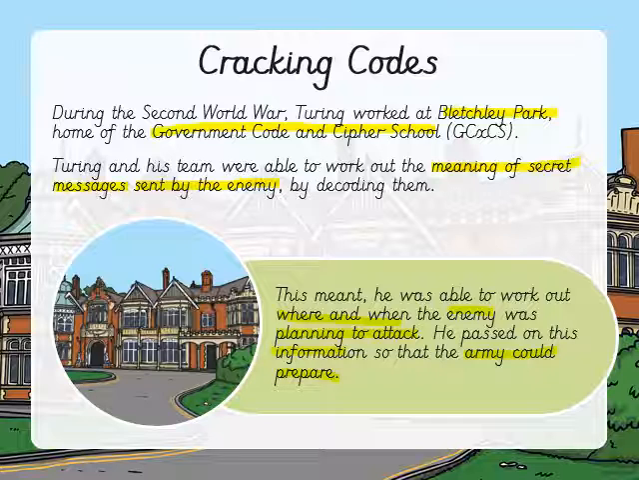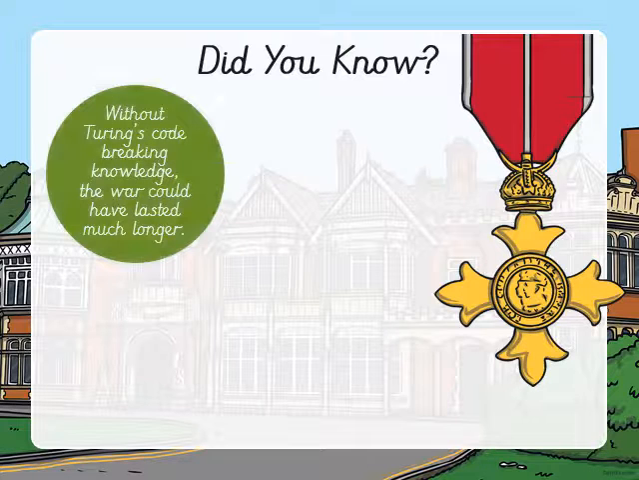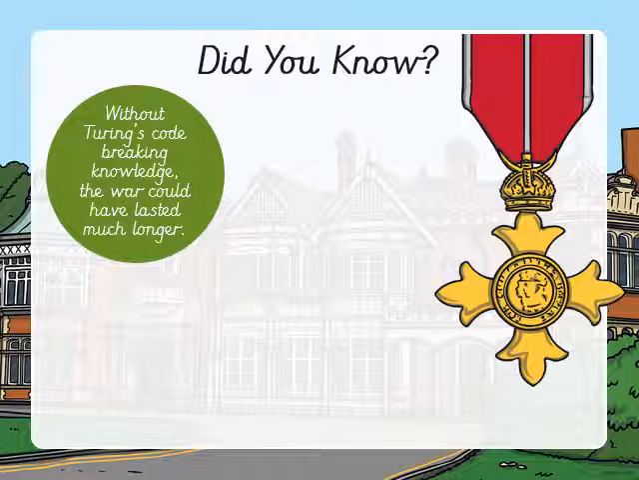So instead of being surprised by any attacks, the government and the army knew so they could prepare, which is really, really important. Did you know that without Turing's code-breaking knowledge, the war could have lasted much longer? Because he broke the German codes, the British could tell the army, and he helped stop the war much quicker.